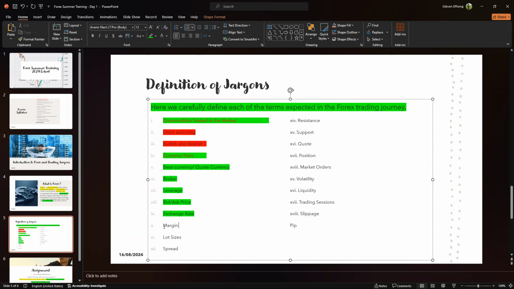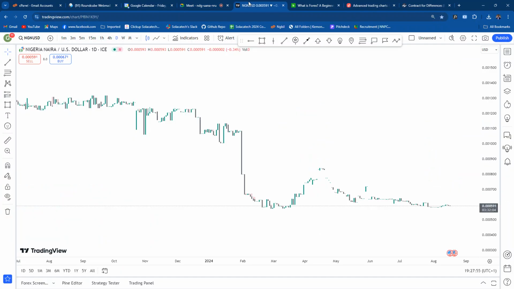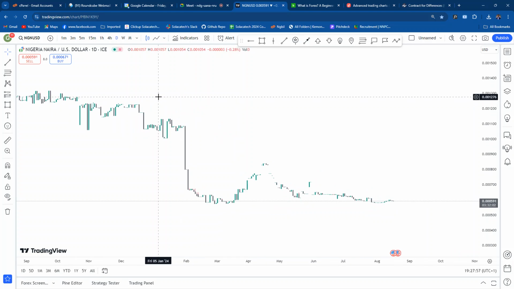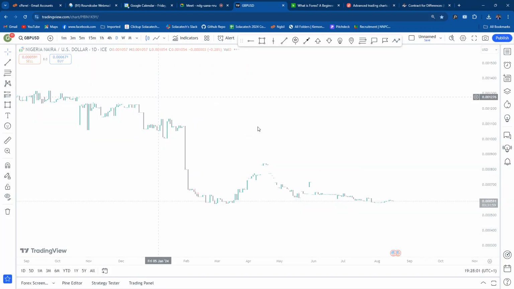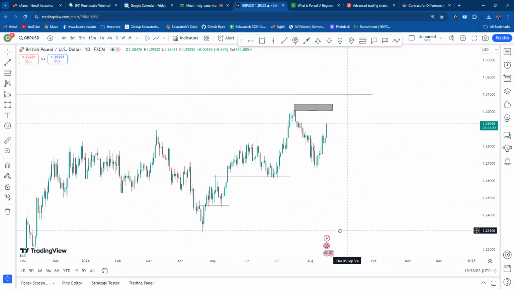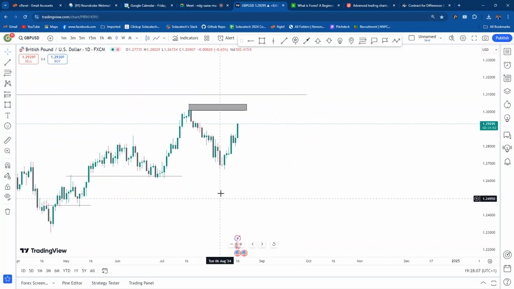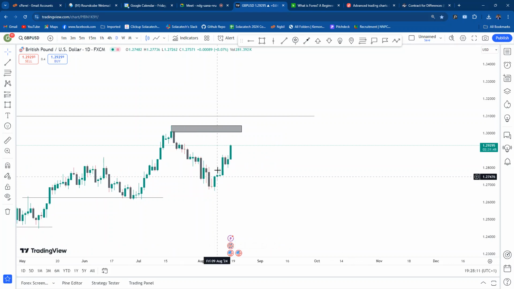Then we talk about margin. Margin too comes into play. These ones are like those charges. Let me show you. Let's go back here. Let me show you something. So let's go to GBP USD. All right, just as quick as possible. All right, so here we are.